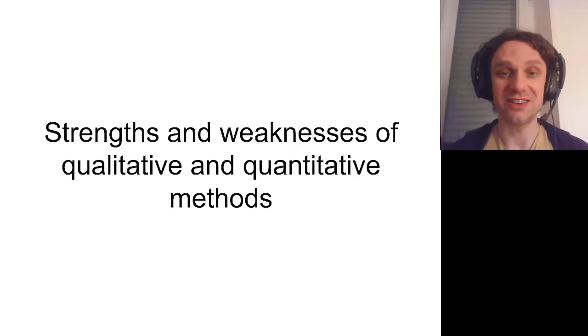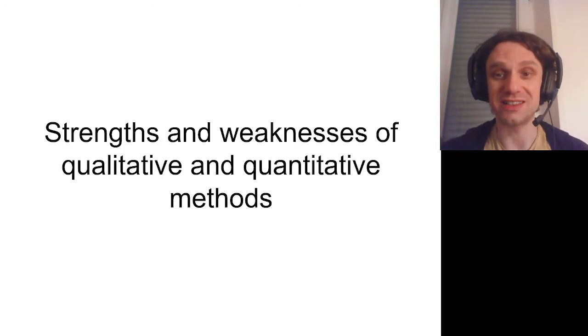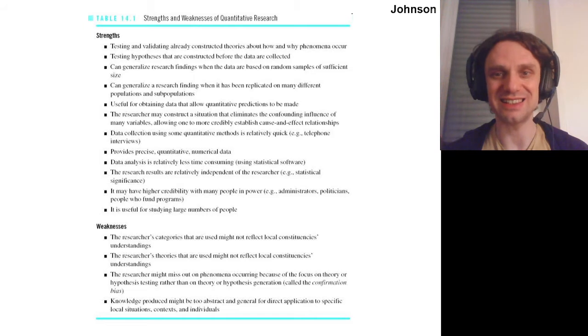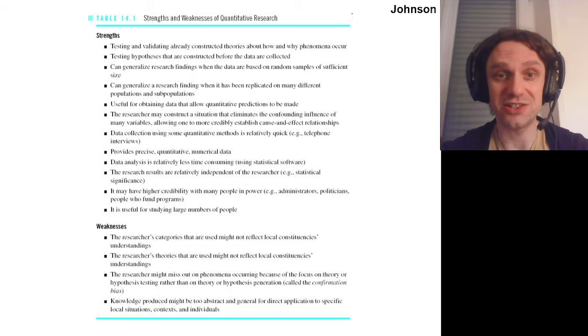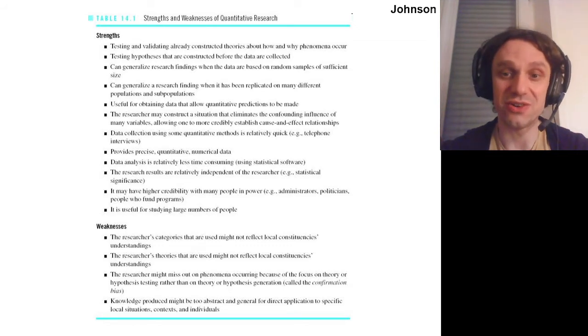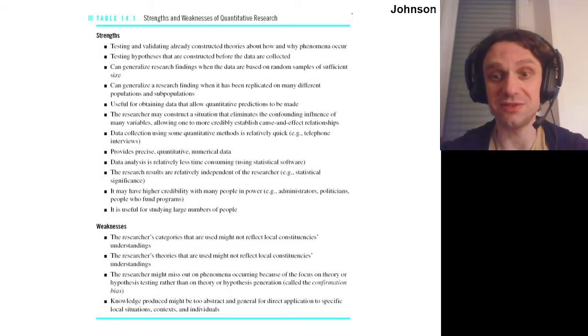So what are the strengths and weaknesses of qualitative and quantitative methods, and why on earth do we need to combine them? Well, because obviously qualitative and quantitative methods have different advantages. This classification comes from a paper by Johnson and Onwuegbuzie from 2014, I think, where they actually summarize the strong and weak points of different types of research.